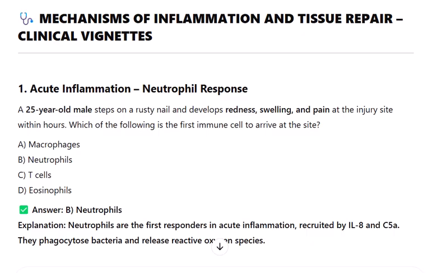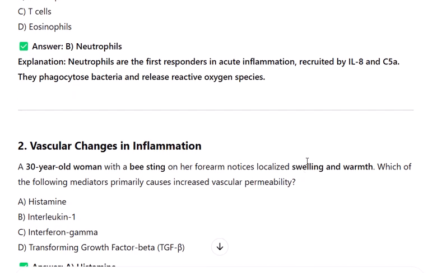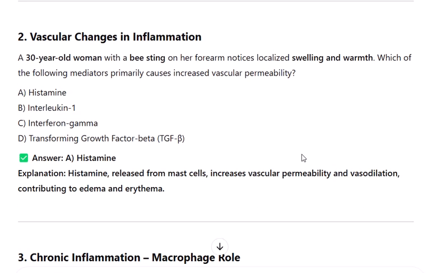2. Vascular changes in inflammation. A 30-year-old woman with a bee sting on her forearm notices localized swelling and warmth. Which of the following mediators primarily causes increased vascular permeability? A. Histamine, B. Interleukin-1, C. Interferon gamma, D. Transforming growth factor beta, TGF-beta. Answer A. Histamine. Explanation. Histamine, released from mast cells, increases vascular permeability and vasodilation, contributing to edema and erythema.